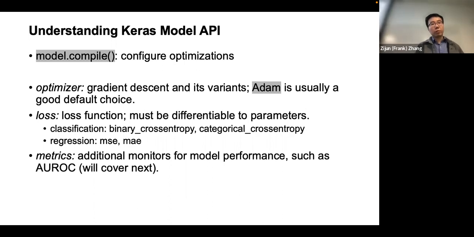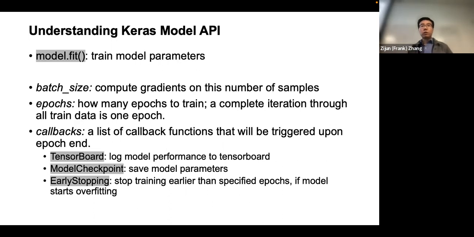I guess just to wrap it up, during this model.compile, you basically specify how you want to optimize your model parameters. And then you can call this model.fit, which is perhaps the most important function in this whole training process, which will pass in some data and train the model parameters.